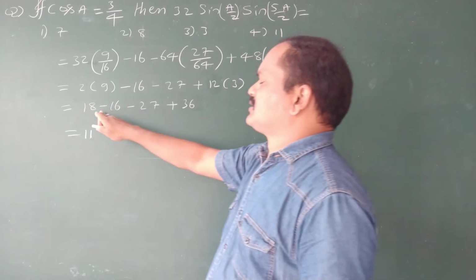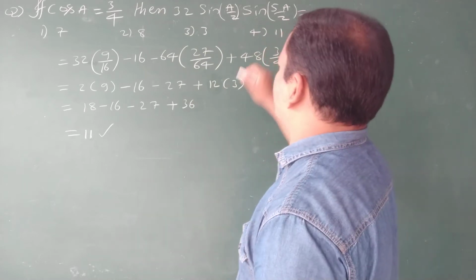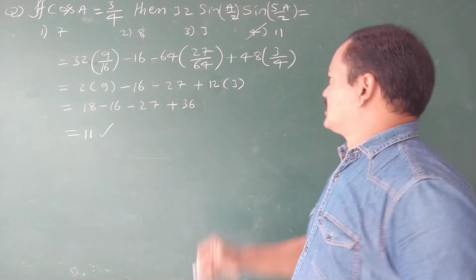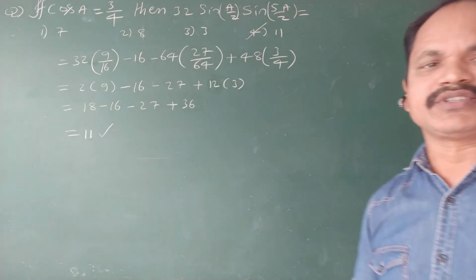That's why, so complete simplification. After simplification we get 11. 11 is the answer. That's why the fourth option is the solution for this question. Now we are going to the next question.